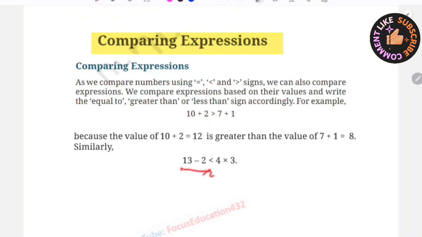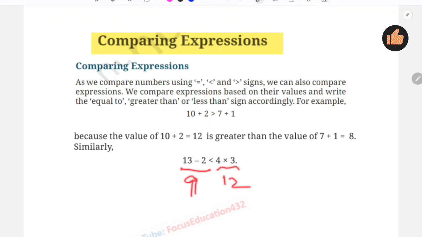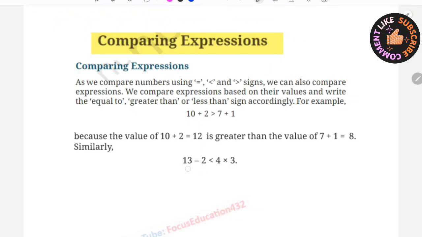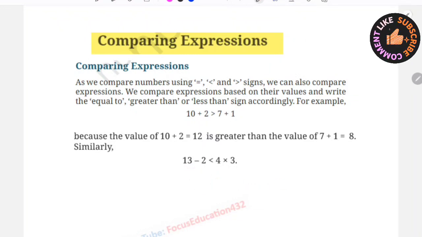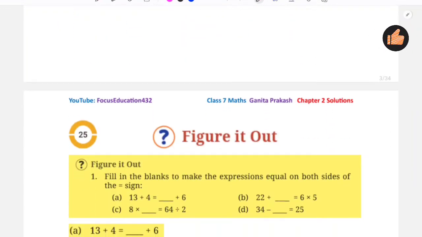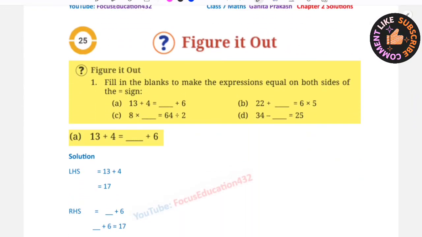In the same way, 13 minus 2 is how much? 9. So 9 is less than 4 multiplied by 3, that is 12. So this is what we say something about the comparison, less than or equal to. Now we have the figure it out on page number 25. Fill in the blanks to make the expression equal on both sides with the equal sign.